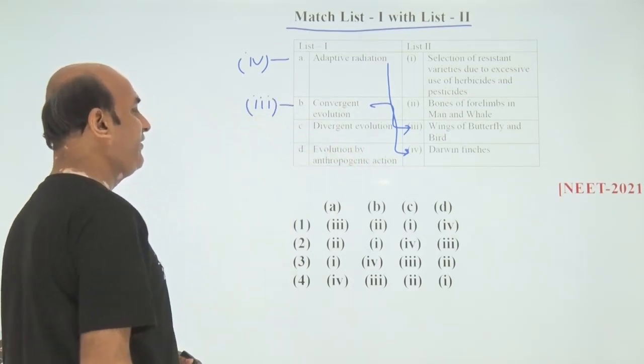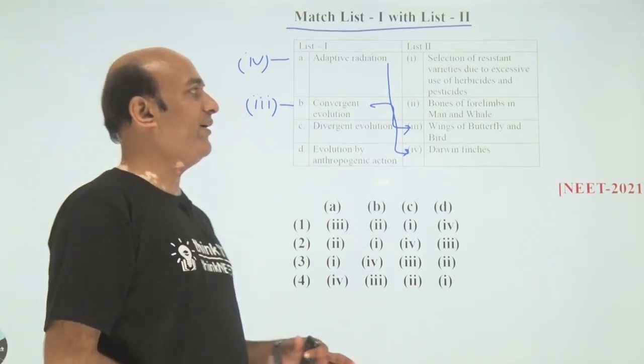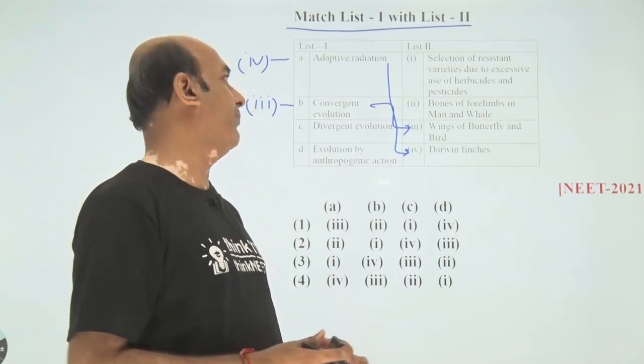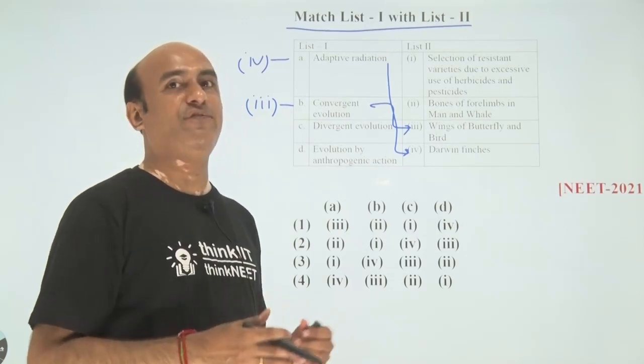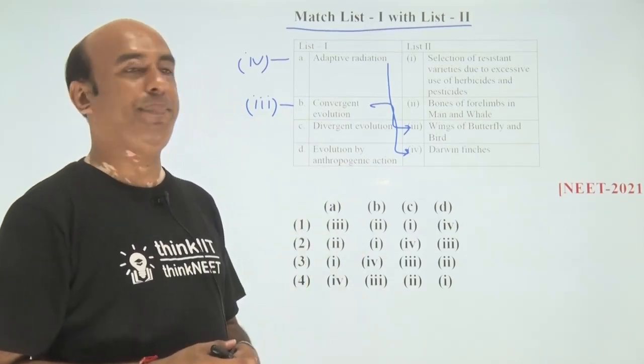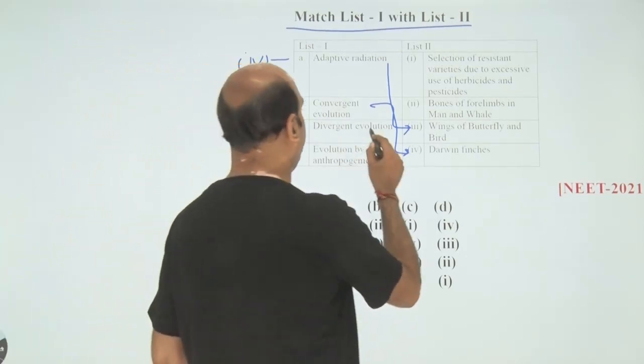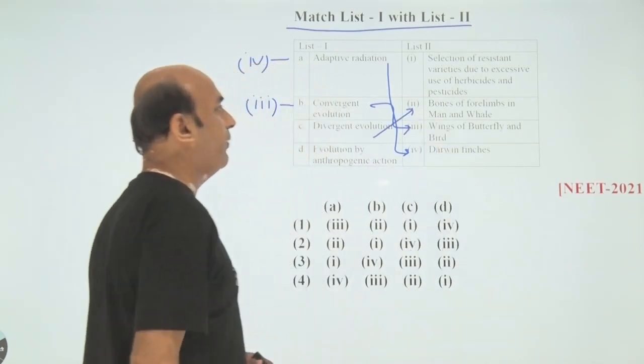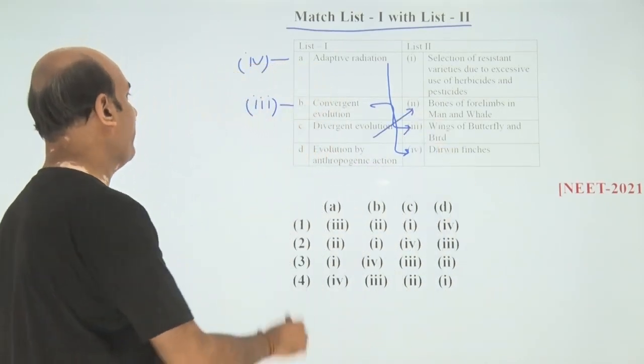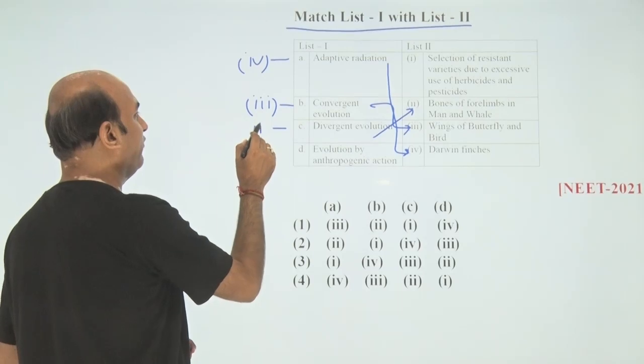Now C, divergent evolution. We know that student, the bones of the forelimb in man and whale are an example of divergent evolution. That means C is matching with 2. So student, I am writing here C is matching with 2.